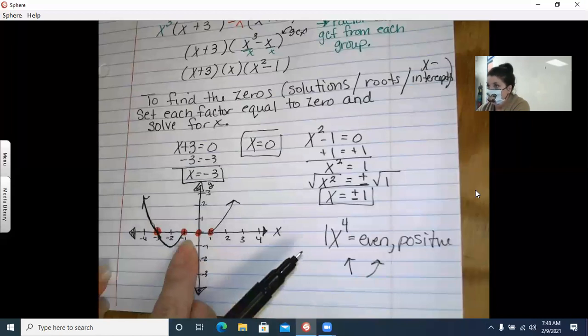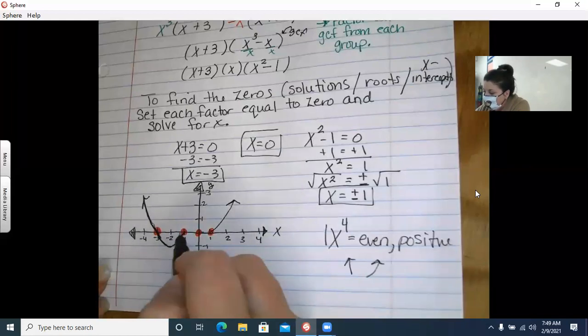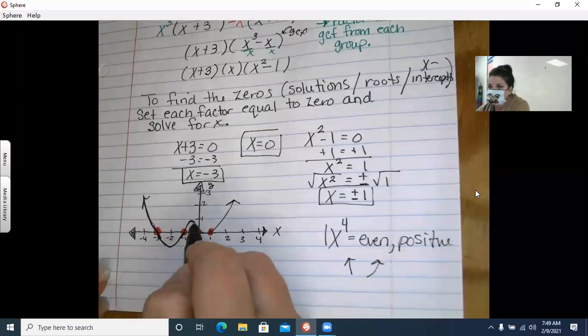At -1, I've got to cross again, right? And it's not going to bounce at -1. If it was, it would turn immediately and start going back down, but it's not going to bounce. So I'm going to intersect the x-axis. I'm going to cross over at -1. I'm not really sure how high, but I've got to come back down to get that next 0.